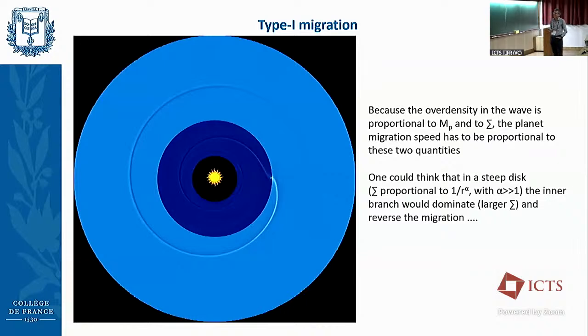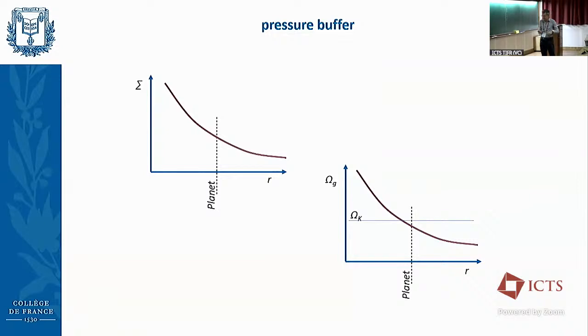So I just said that it's typically inwards because this branch of the wave wins, but then somebody may say, okay, but let's take a steep disk, a disk with a steep surface density profile, like this. Then I will have much higher density inside and outside. And because the torque is proportional to the density of the disk, maybe the inner wave will start to win. But this is not the case because of a process called the pressure buffer.